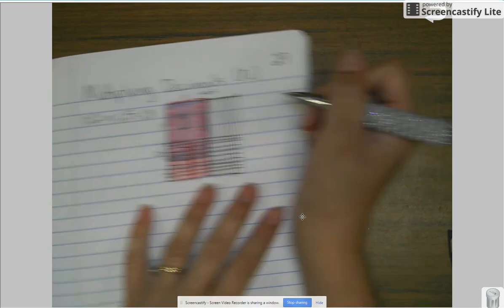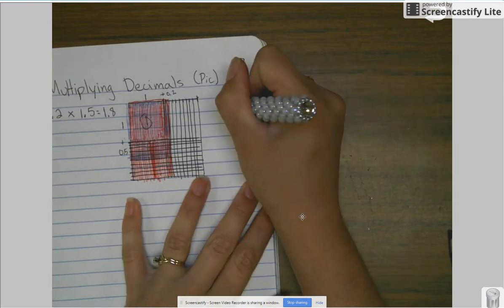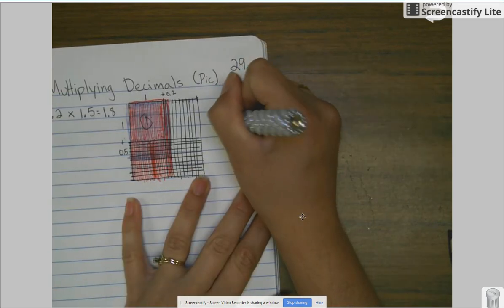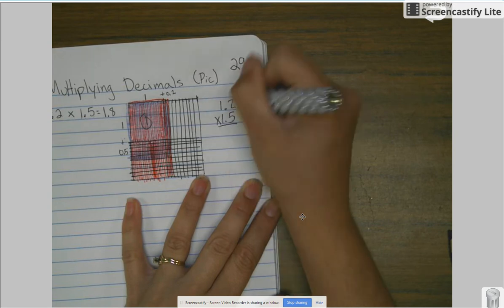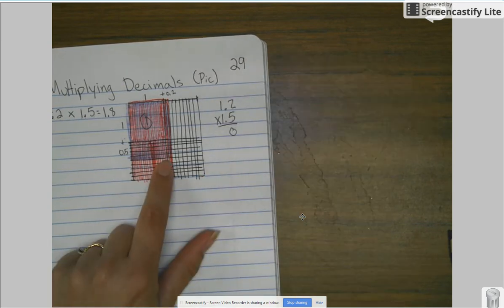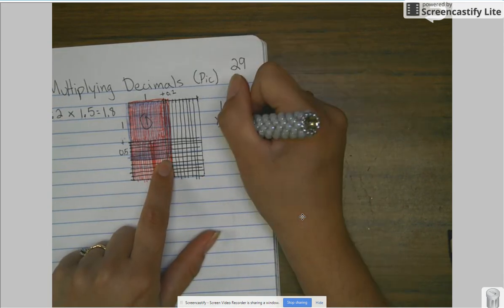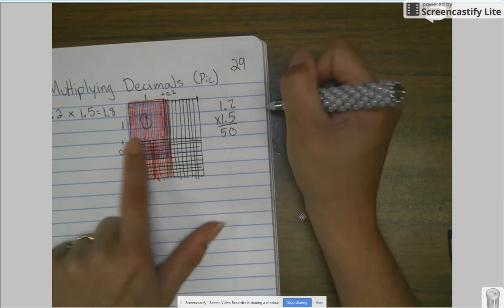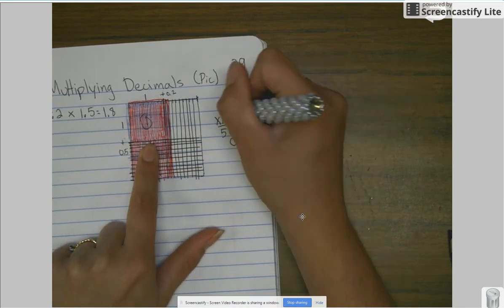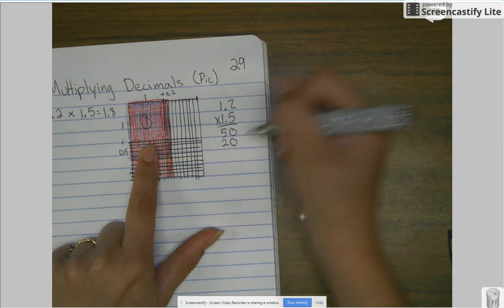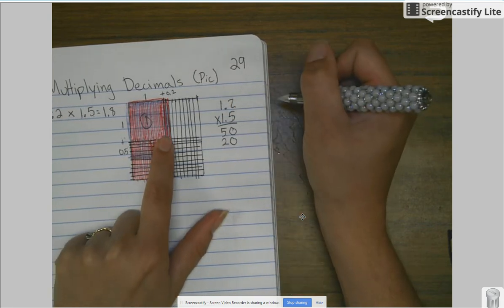Now, if you do the math out over here on the side, you can see that's exactly what you get. 1.2 times 1.5. 5 times 2 is 10. Oh, there's your 10 hundredths. 5 times 1 is 5. Here's these 5 tenths. 0 placeholder. 1 times 2 is 2. There's our 2 tenths here.